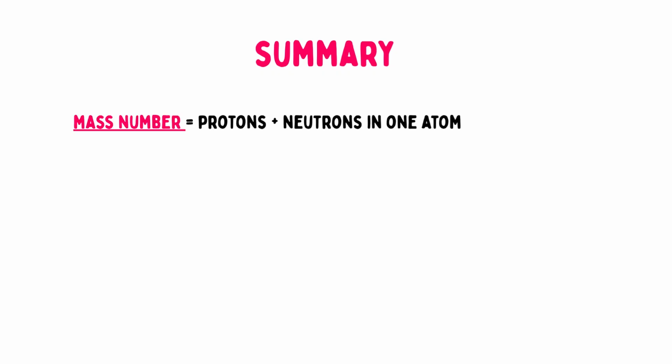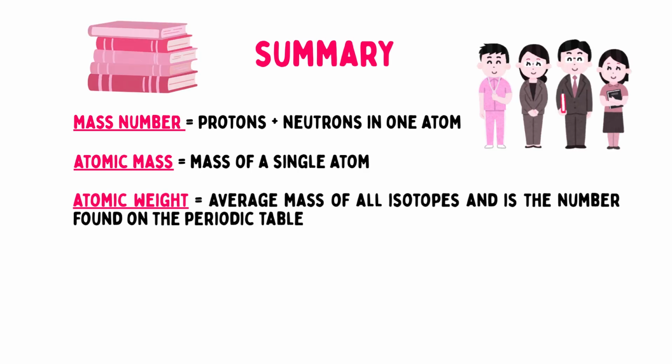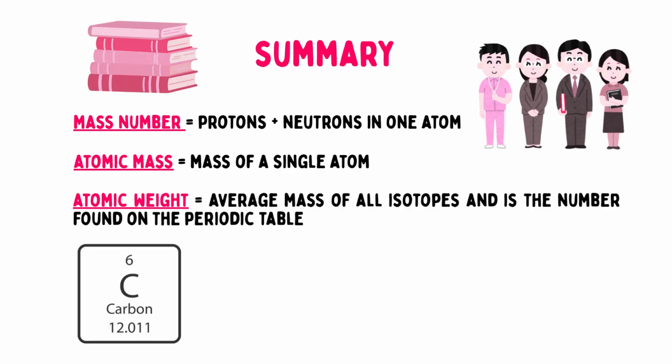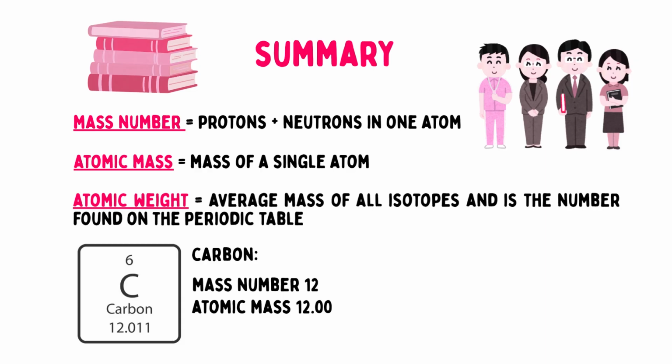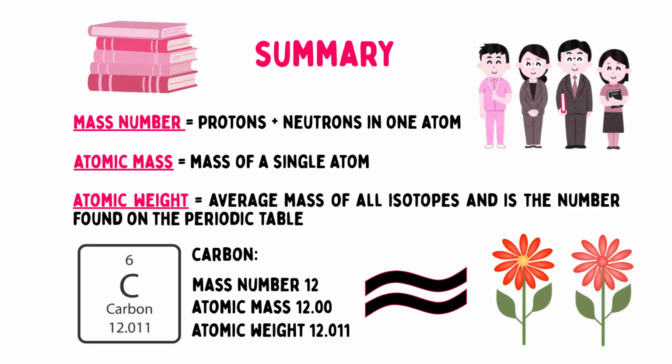To recap, here's a breakdown of each. Mass number equals protons plus neutrons in one atom, a whole number. Atomic mass equals the mass of a single atom, very close to the mass number. Atomic weight equals the average mass of all isotopes, usually a decimal, and the number found on the periodic table. You can see why many teachers and books use these terms interchangeably, just based on the carbon example we've been using. Carbon has a mass number of 12, an atomic mass of 12, and an atomic weight of approximately 12.011. While they are often similar, now you can also see how they differ.